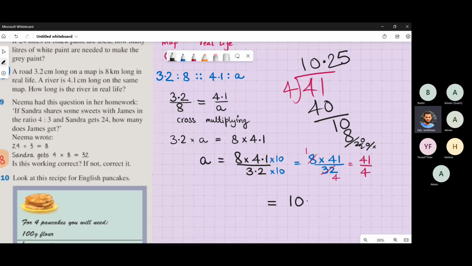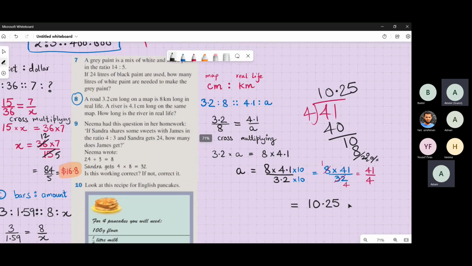And what will be the unit? What will be the unit of this? Kilometer or centimeter? Kilometer, because it's real life. So this river is 10.25 kilometer long in real life.